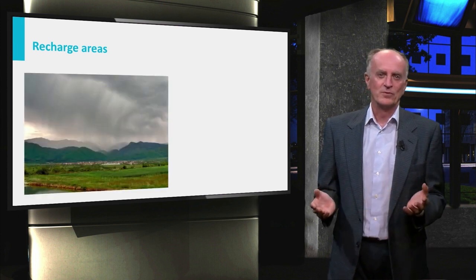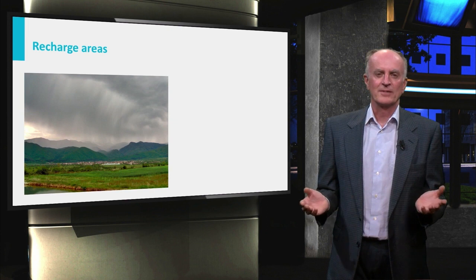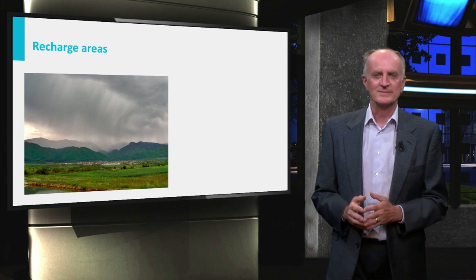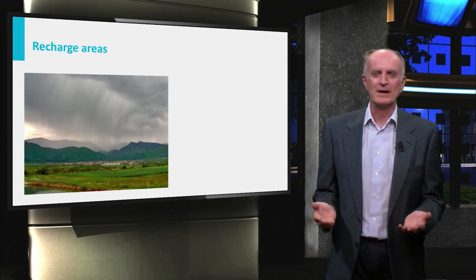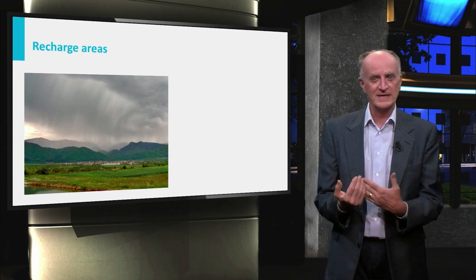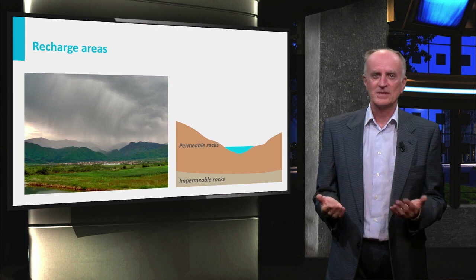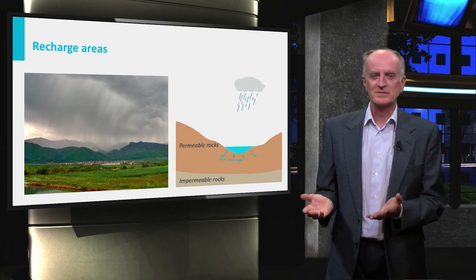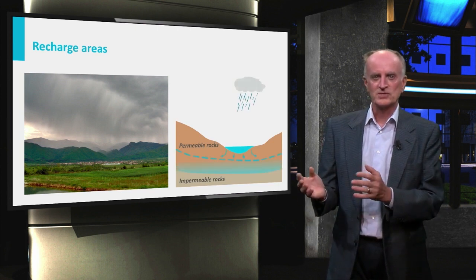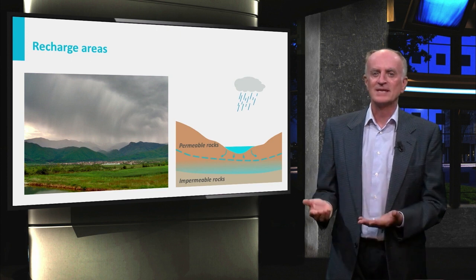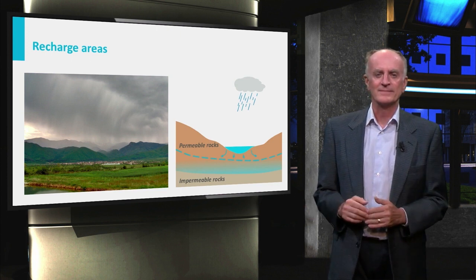The most important of all areas of recharge are those with large precipitations. We have seen in previous modules that mountains, especially on their windward side, are great recharge areas. In specific conditions, water bodies such as rivers and lakes can also form recharge areas. We will see at a later stage how this is possible.